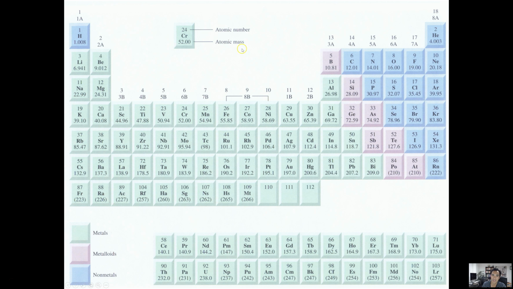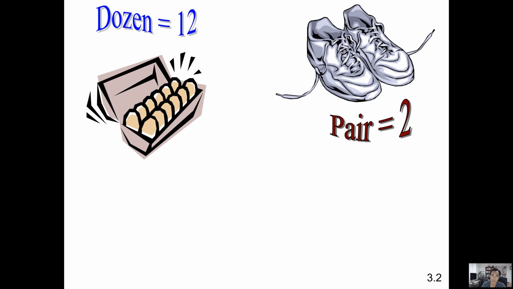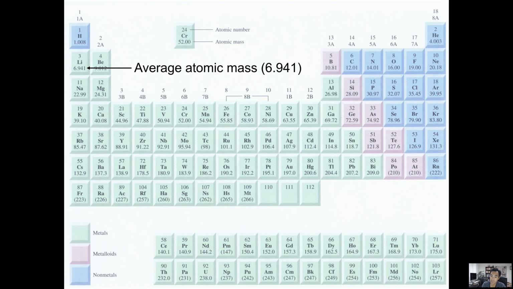Now we like to call it the atomic mass because it has to do with the atomic mass unit at the atomic level versus on a mass level. Sometimes we use these in grams, which they obviously are, and then we calculate those on a calculator. So the average atomic mass for lithium is 6.941, and that's a way to represent the mass of these atoms.